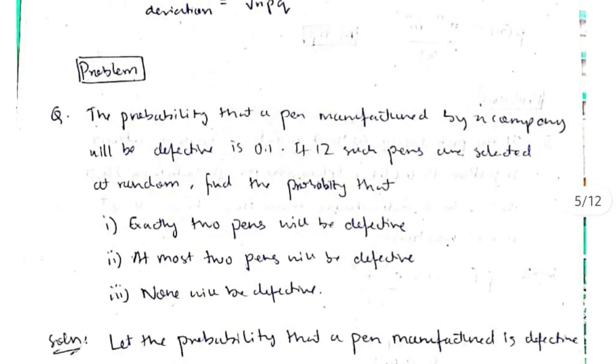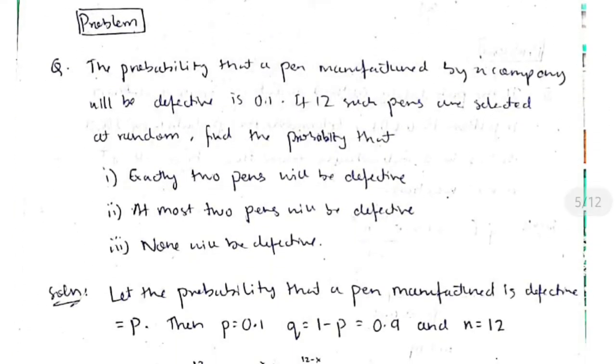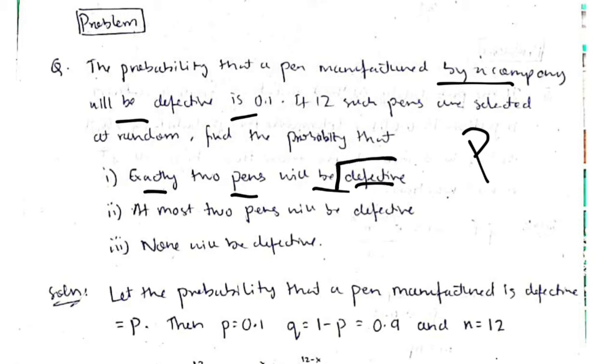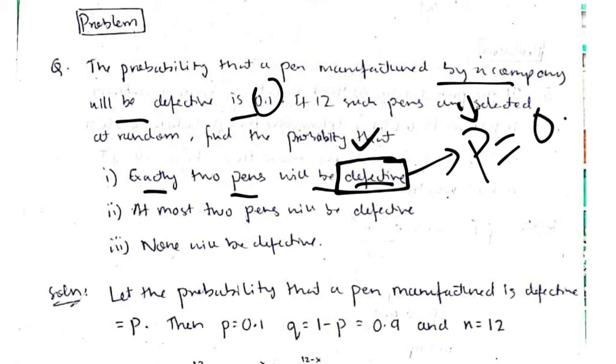Now let's see a problem here. The probability that a pen manufactured by a company will be defective is 0.1. So first we have to select what is p. Read out the sub questions. What we have to find out: exactly 2 pens will be defective. That means being defective will be p. P means success, the rate of success, meaning how much will be defective. In our case it is 0.1, so p is 0.1.